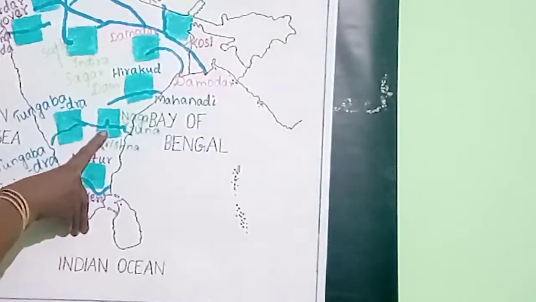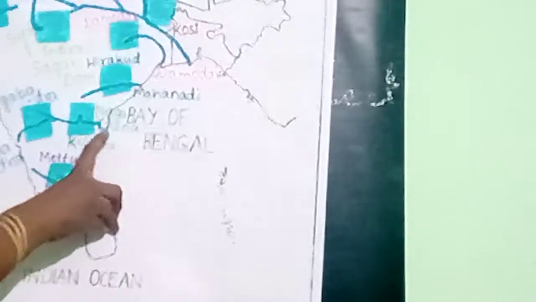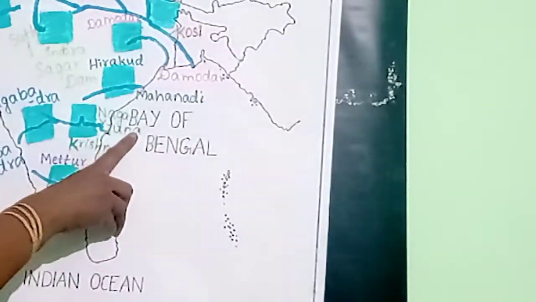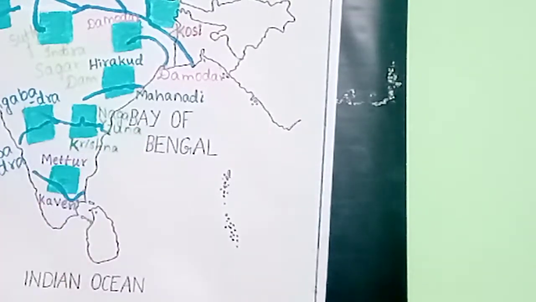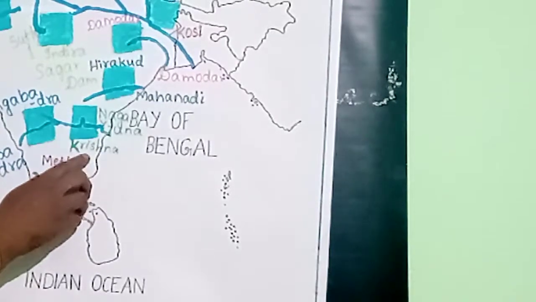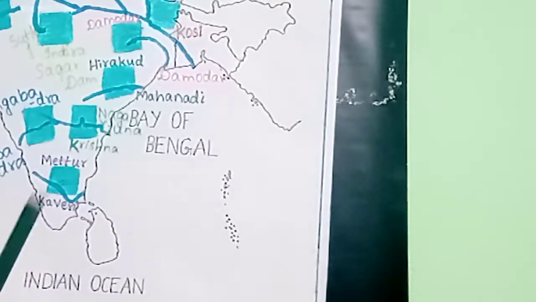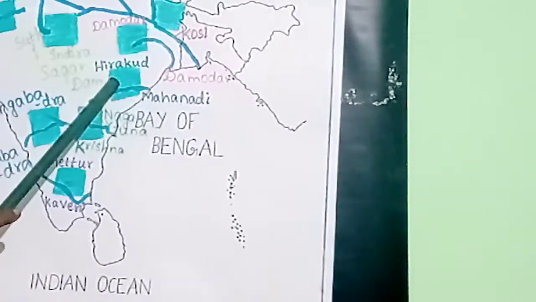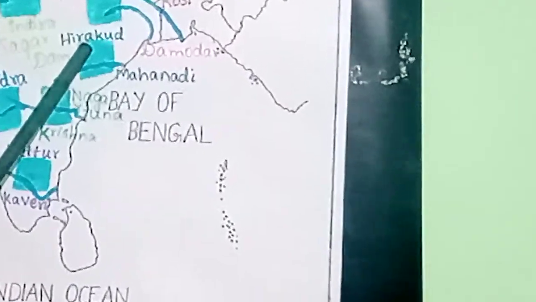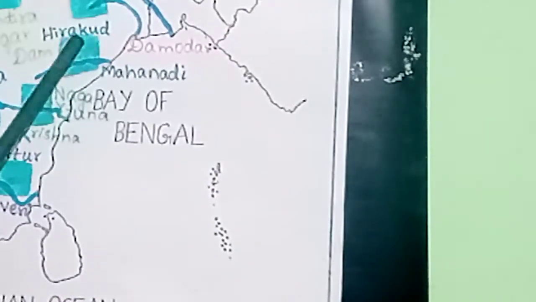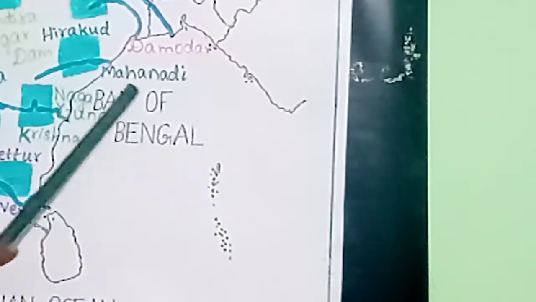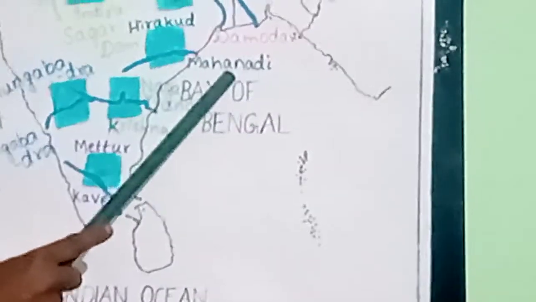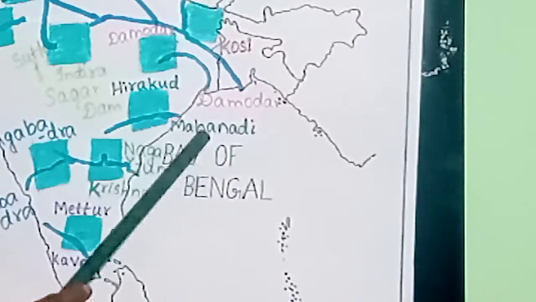Then the next one is Nagarjuna dam. This dam is built across the river Krishna. Then the next one is Hirakud dam. It is the longest dam in India. This dam is built across the river Mahanadi.